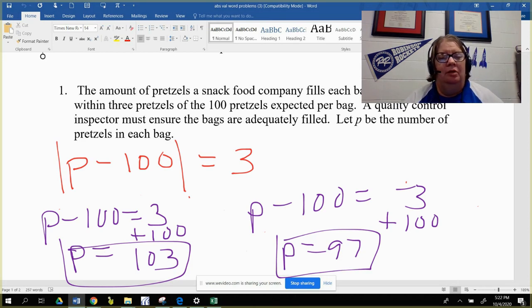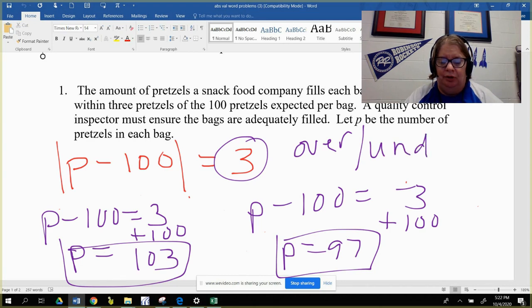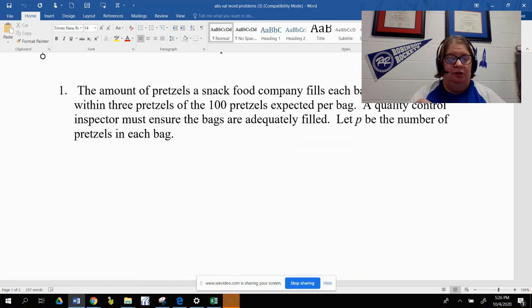Okay. So when you're talking about absolute value, usually it's talking about an over-under number. Like in this case, it was 3 pretzels, as many as 3 over, as few as 3 under. The over-under number goes on the outside of the absolute value bar on the other side of the equal sign. Sometimes it's worded as give or take. Sometimes it's worded as over-under, but that number goes on the outside of the absolute value after the equal sign. Okay, let's do another one.